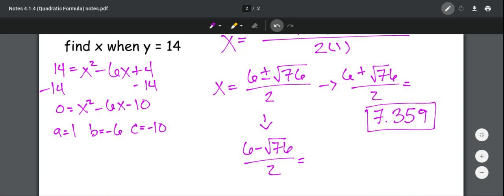All right, my first answer is 7.359. I rounded at the end because it was 8/8. So the second 8 rounds that up to a 9. The other one is negative 1.359.